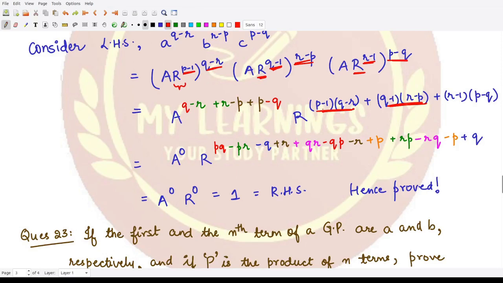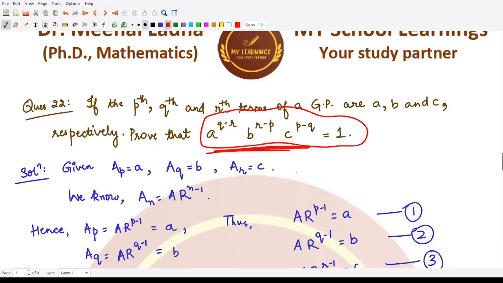So now what we can do, we can multiply the terms of these three brackets so that we would have these terms. Now here you see each term is cancelling with some other term in this expression. So this pq cancels here with minus qp, minus pr cancels with plus rp, minus q cancels with plus q, plus r cancels with minus r, plus qr cancels with minus rq. So here also the power becomes equal to 0. Hence A raised to power 0 is also 1, R raised to power 0 is also 1, 1 into 1 is 1, which is equal to the right hand side. Hence our result is proved in this particular case, correct?